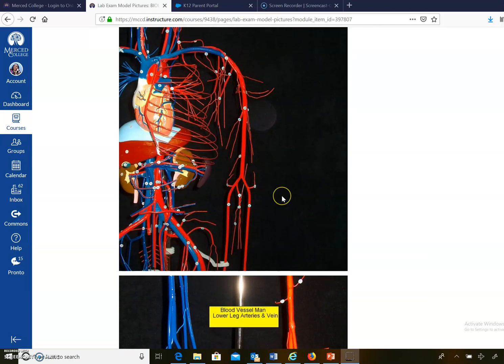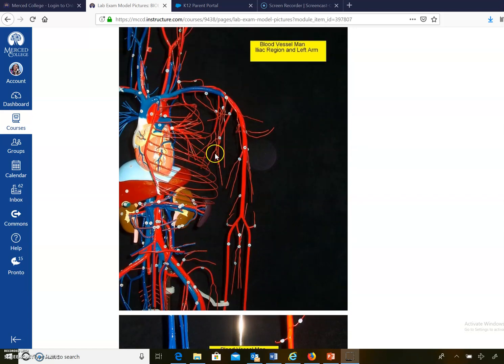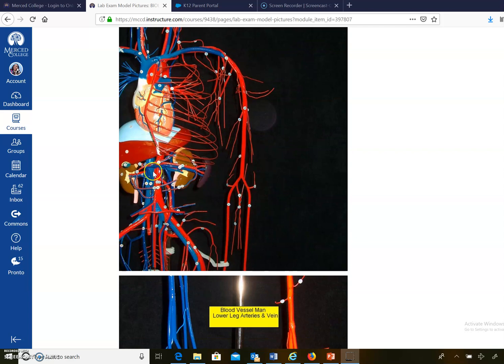So finally, the last bit of circulation that you need to pay attention to. Right here, you're looking at the iliac region and the left arm of blood vessel man. You can see the coronary sinus over here. You can see the right pulmonary artery leaving out to the lungs. Down here, you see the ascending blood vessels coming up to the heart. So this is going to be the inferior, leading to the inferior vena cava over here.